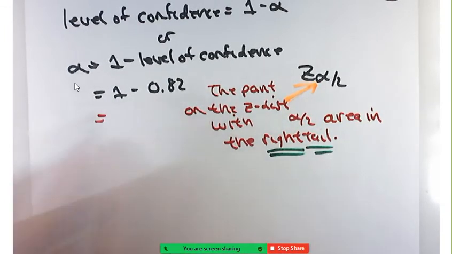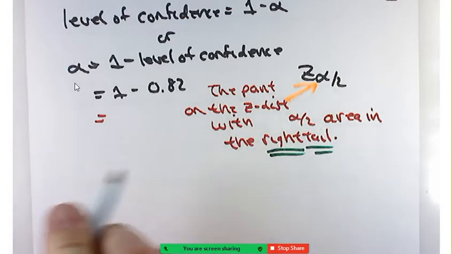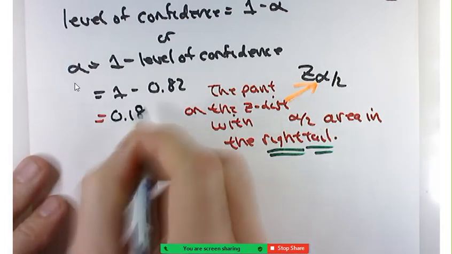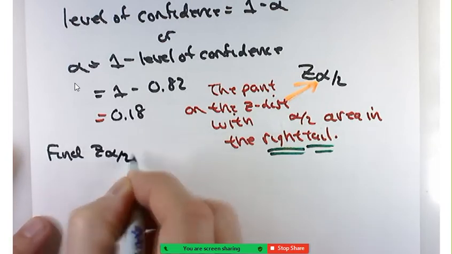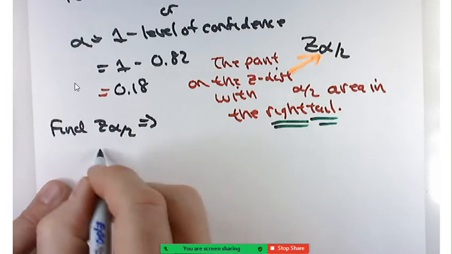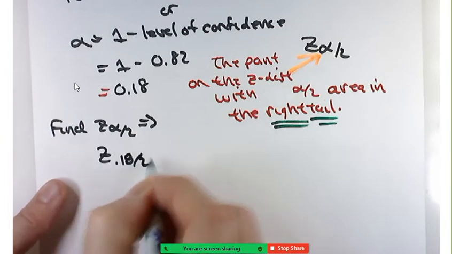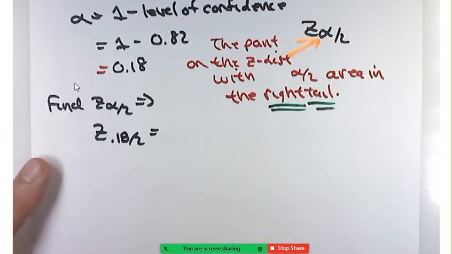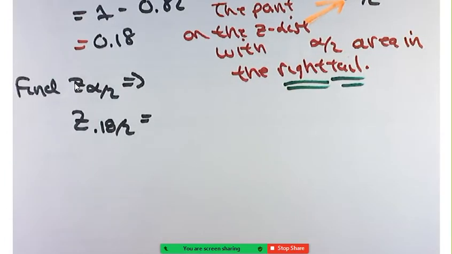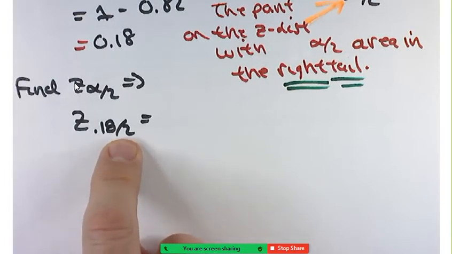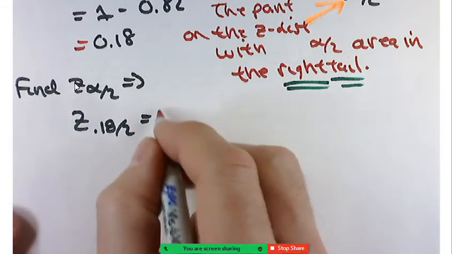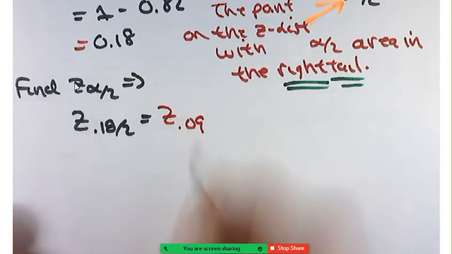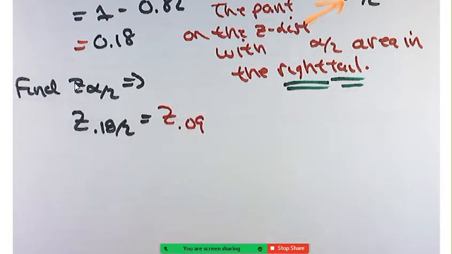So alpha in this case is going to be 0.18. So to find z sub alpha over 2 really means z sub 0.18 over 2. Unless you're really confident about this, take out your calculator and divide 0.18 by 2. You don't get 0.9. It's 0.09. So I want z sub 0.09 for that. You don't want to get this wrong just because you made an arithmetic error. That would be bad.